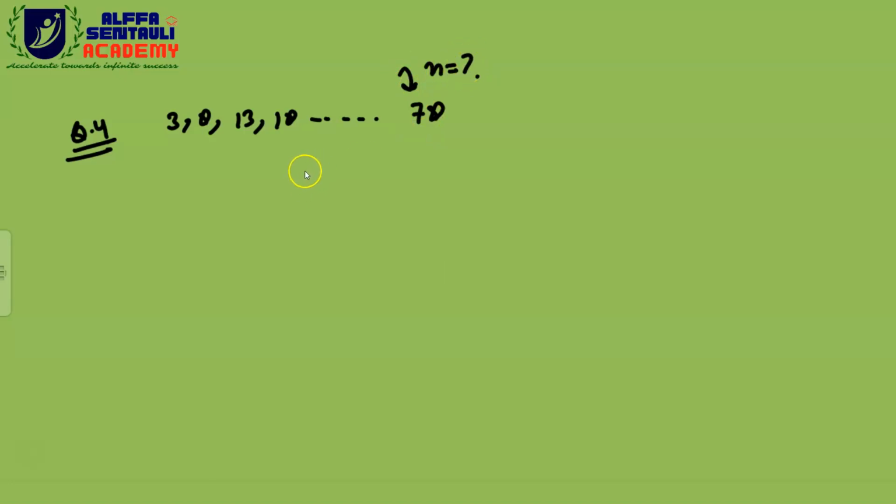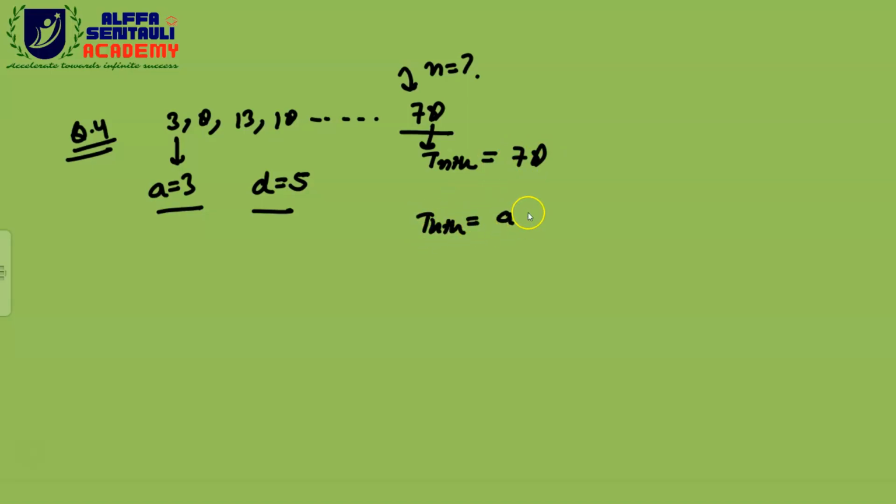Though this is very easy. You know this is A. You can get D. D will be 8 minus 3. 8 minus 3 is 5. Also you can get 13 minus 8, which is also 5. So you get the value of A. You got the value of D. You know this is the value of the nth term. Tn is also given. Tn is 78. Use this formula and get the value of n. See, I told you, they will ask value of n also, right?